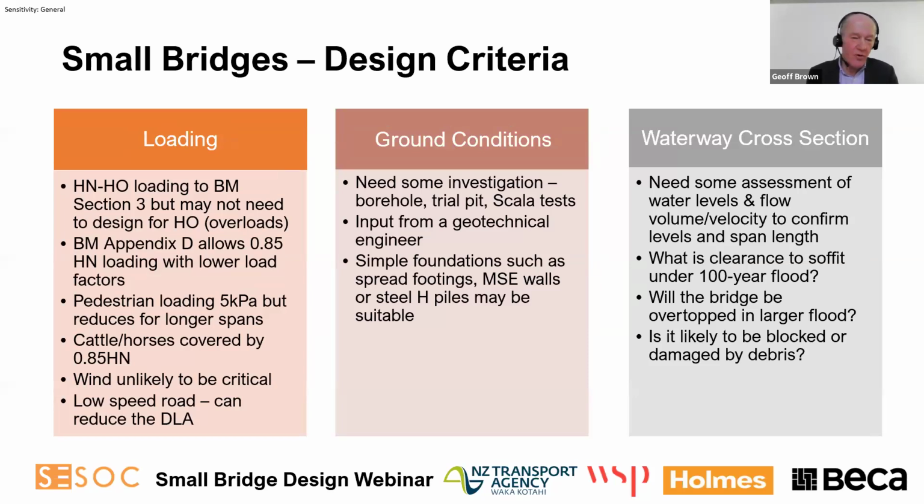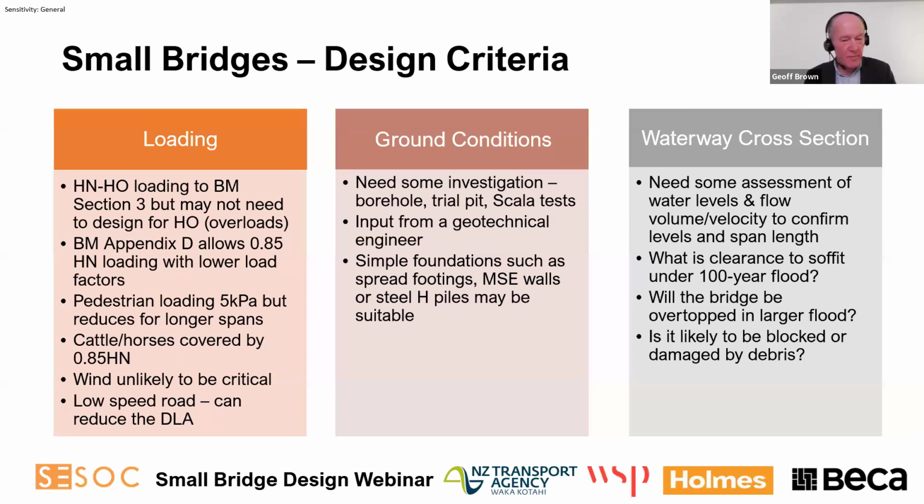Loading. The normal loading for bridges is HN, HO loading to the Bridge Manual Section 3, but that may not be needed. It may not be necessary to design for HO loads, which are the overloads, which are the large vehicles that you see, which use the highways under special permits. So the HN part of the loading covers the normal highway loading, and that covers all the legal vehicles that are allowed on the highway without a permit.